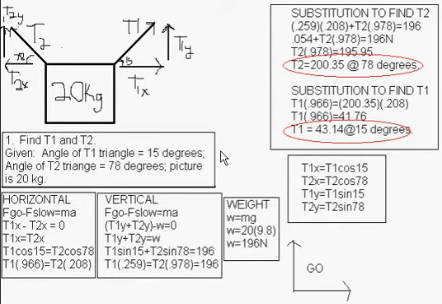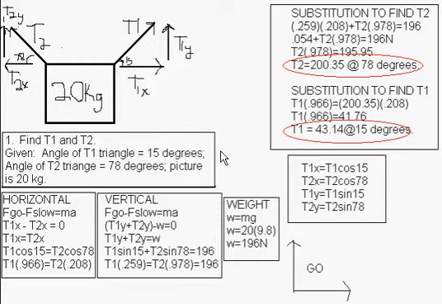Here we are looking at a hanging picture problem. We are told to find tension 1 and tension 2. We are given that the angle of the chain on the right is 15 degrees and that the angle of the chain on the left is 78 degrees. We are also given that the picture hanging is 20 kilograms.